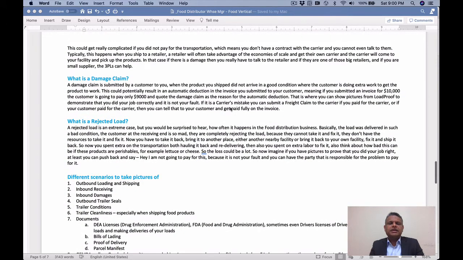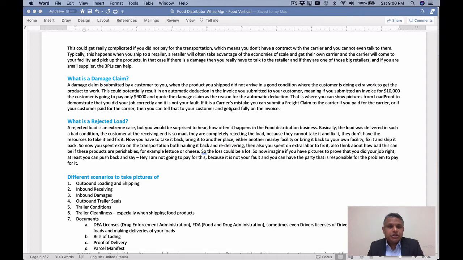This could get really complicated if you do not pay for transportation, which means you don't have a contract with the carrier and cannot even talk to them. Typically, this happens when you ship to a retailer. The retailer will often take advantage of the economies of scale and get their own carrier, and the carrier will come to your facility and pick up the products. In that case, if there is damage, then you really have to talk to the retailer. And if they're one of those big retailers, and you're a small supplier, the 3PLs can help.